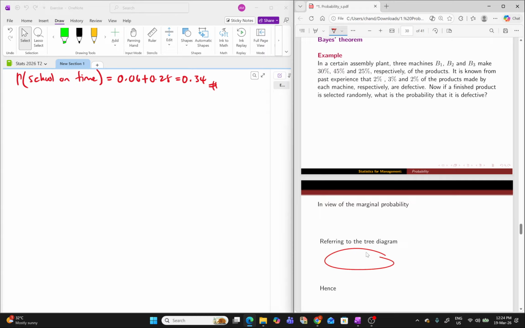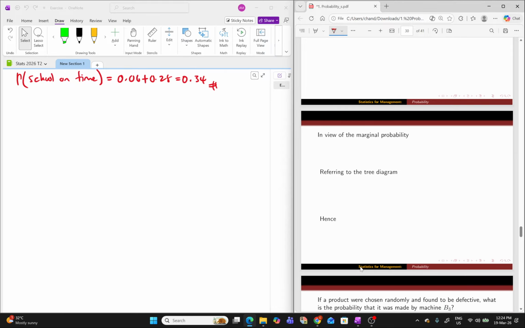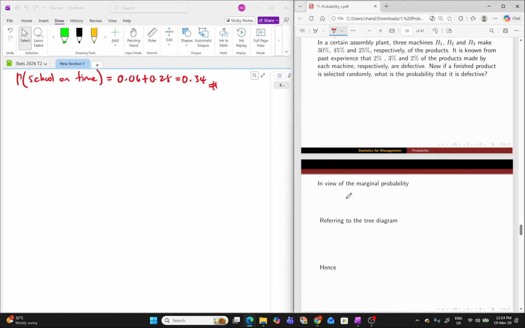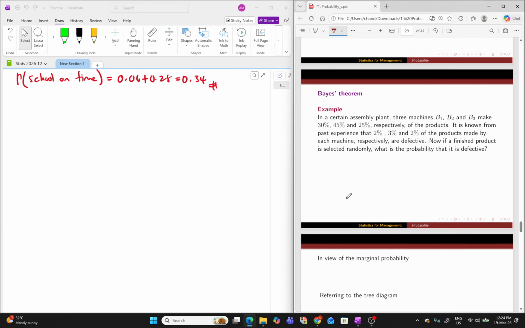So this one you have to fill up certain things. I will also share the complete slide with all this information, so you can see that also. Right now, before we go to Bayes' theorem, we have to refer to this example here.